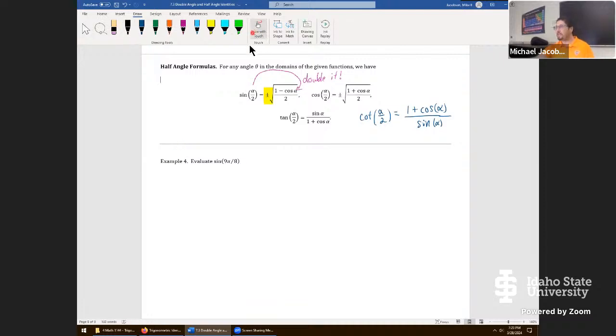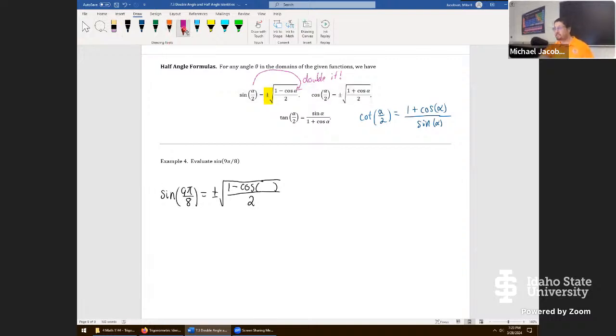Let's maybe start by just putting in sine 9 pi divided by 8. By formula, it's going to go plus or minus the square root 1. Oh, and that's a mistake. If it's sine, you have to go minus right there. Let me try again. 1 minus cosine of something divided by 2.